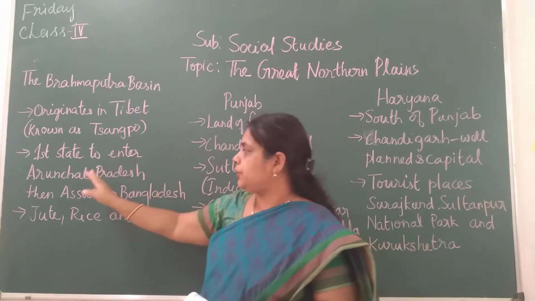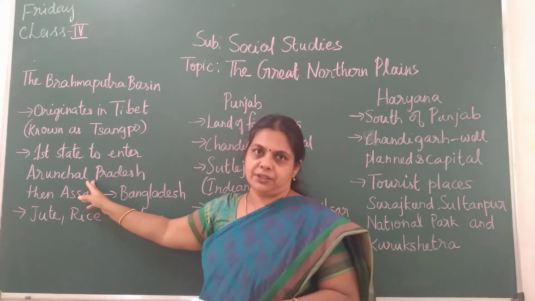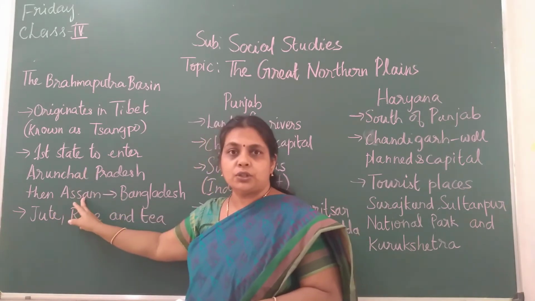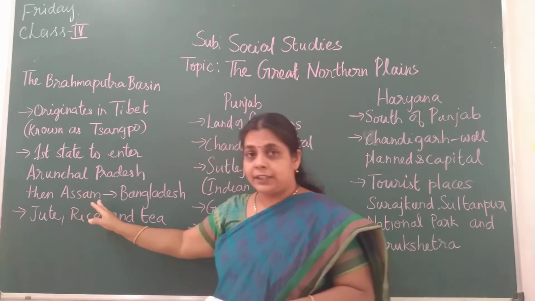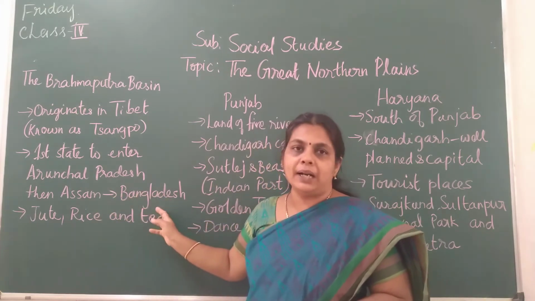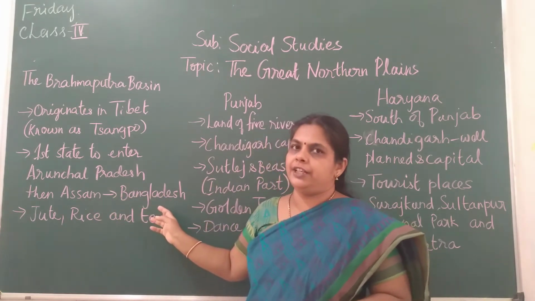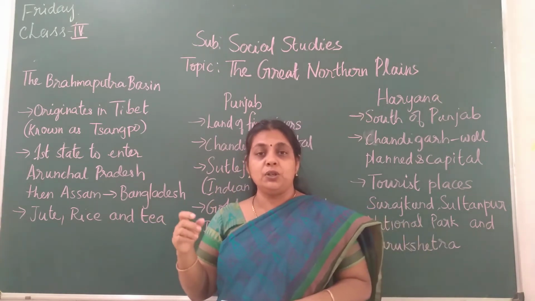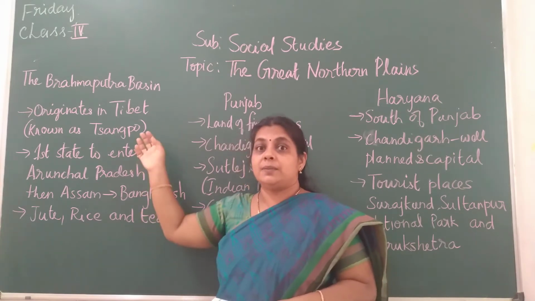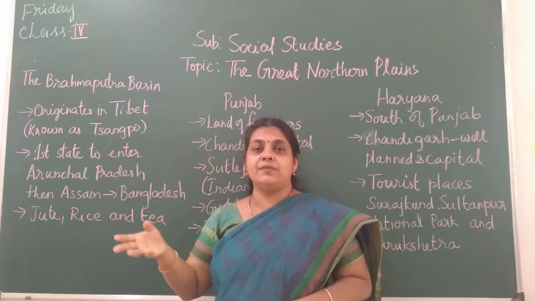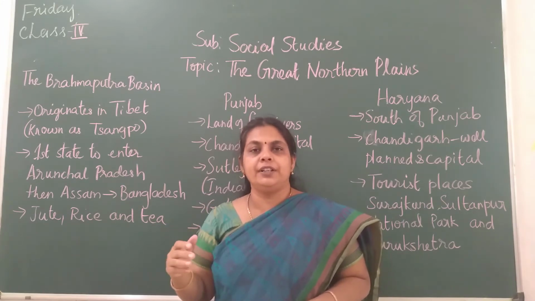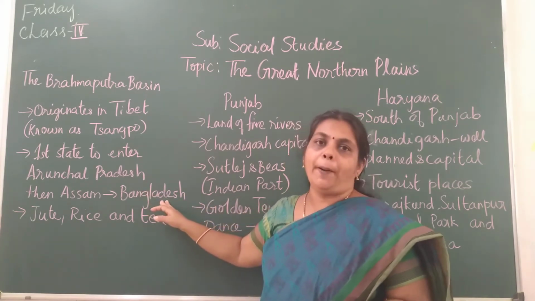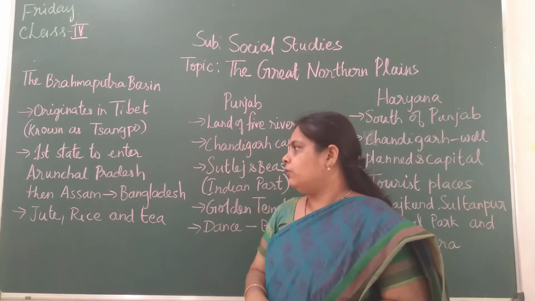The first state it enters is Arunachal Pradesh, children. Then next it flows through Assam state. Then it moves to Bangladesh, children. The river almost drains into Bangladesh. I have told you also, in Bangladesh this Brahmaputra river joins with the Ganga river, children. It is named as Padma, and it drains into the Bay of Bengal, children.